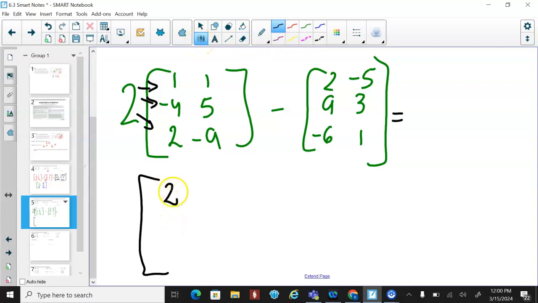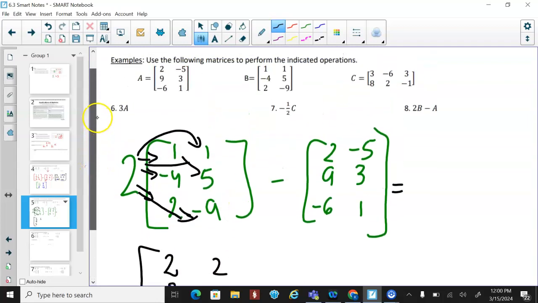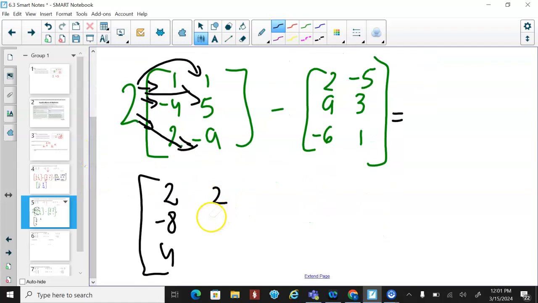2 times 1 is 2. 2 times negative 4 is negative 8. 2 times 2 is 4. Now we're doing the same thing here. Okay. So 2 times 1 is 2. I had it correctly? Yeah. 2 times 5 is 10. And 2 times negative 9 is negative 18.